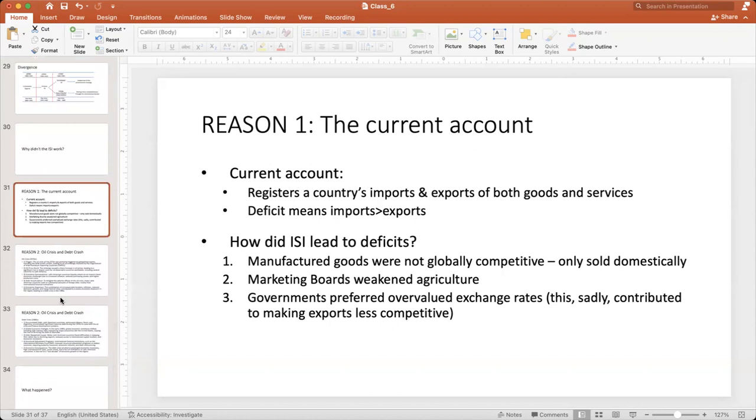And the first reason is the current account. The current account is the register of a country's imports and exports. And when you have a deficit in your current account, it's because you are importing more than you are exporting. And the ISI led countries to have deficits in their current account because the manufactured goods were not globally competitive, only sold domestically. This is the case of Latin America. So their products were no good. The quality was so low.